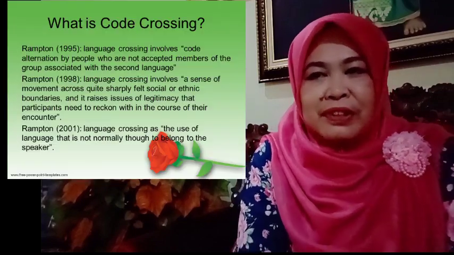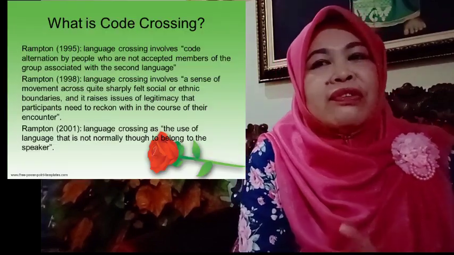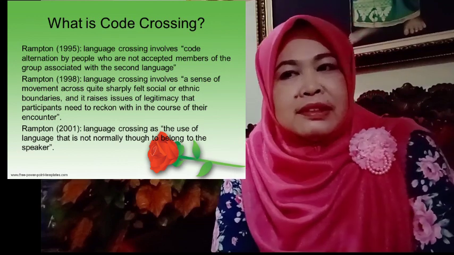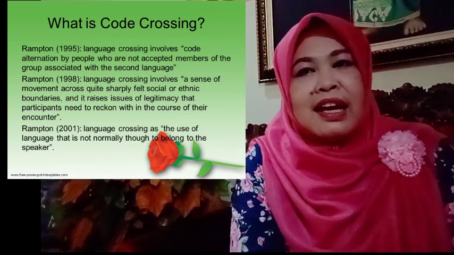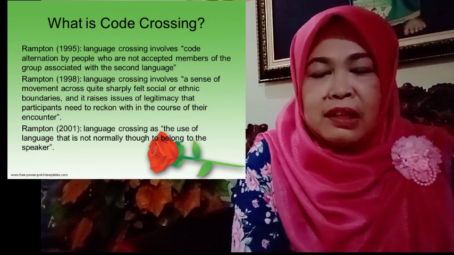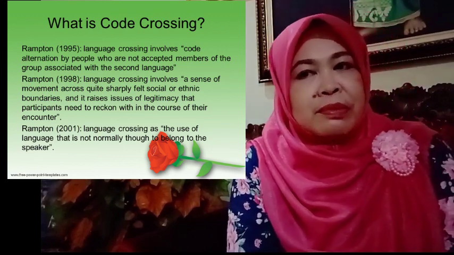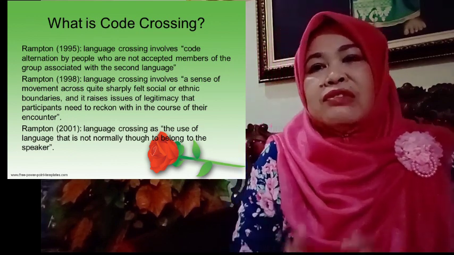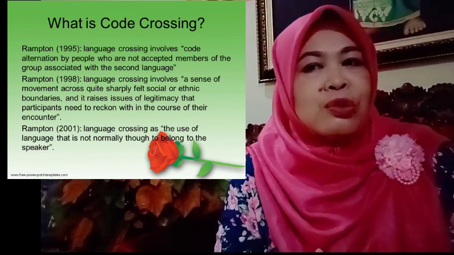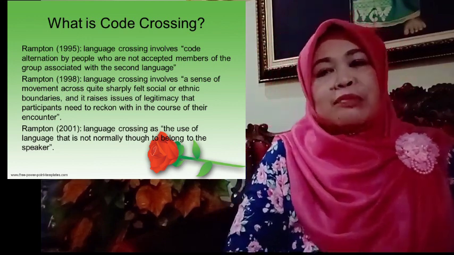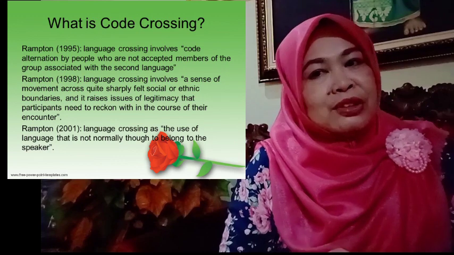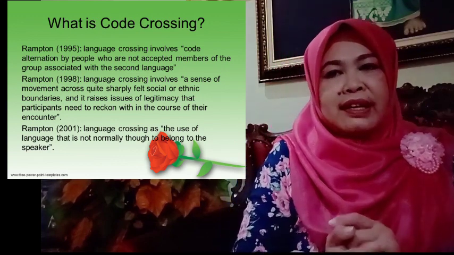So, what is code crossing? Let me read some of the definitions of code crossing, which was first promoted by Rampton in 1995. According to Rampton, 1995, language crossing involves code alternation by people who are not accepted as members of the group associated with the second language. Another definition, language crossing involves a sense of movement across quite sharply felt social or ethnic boundaries, and it raises issues of legitimacy that participants need to reckon with in the course of their encounter.